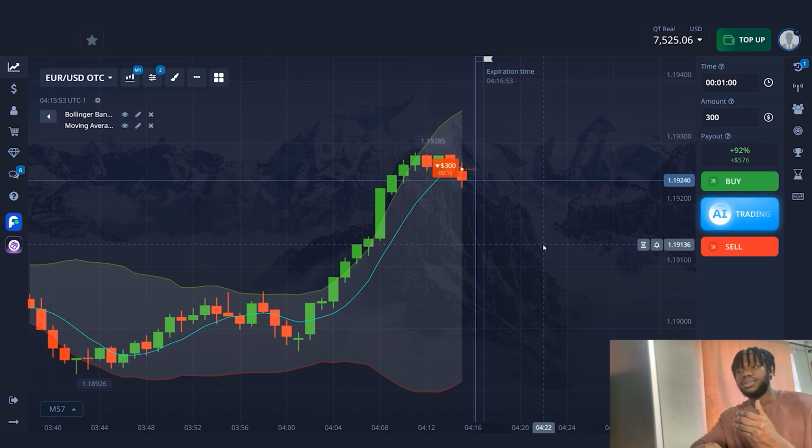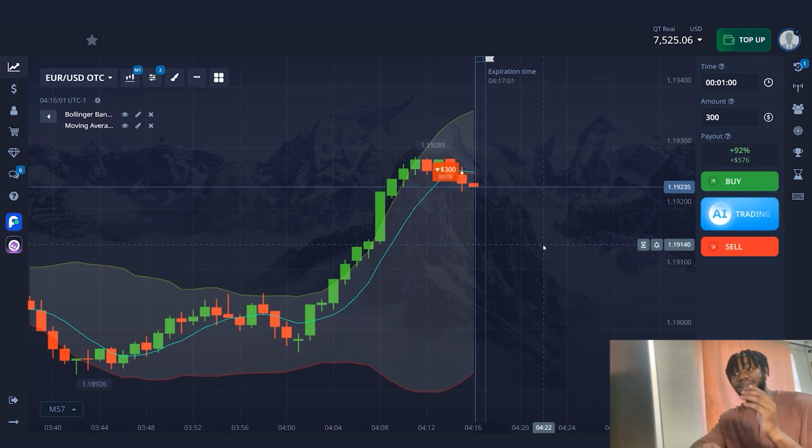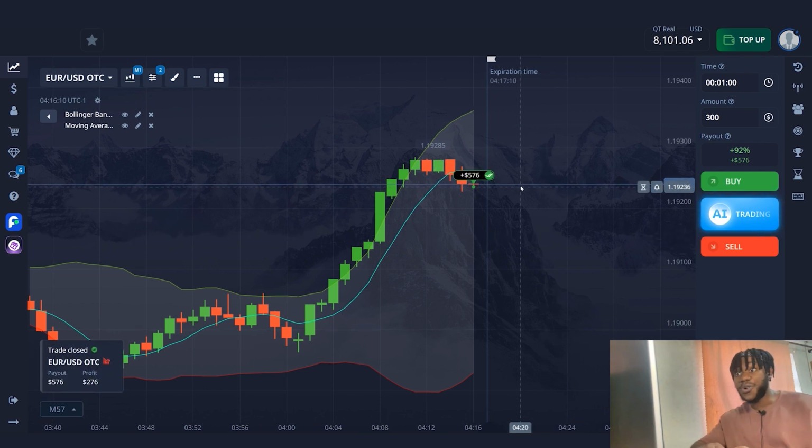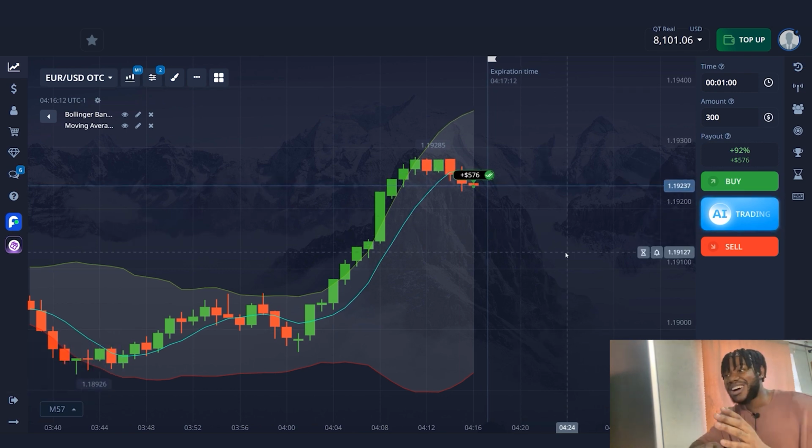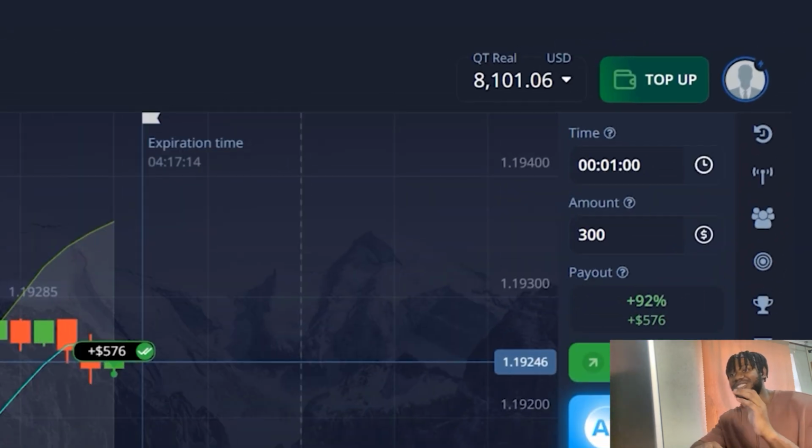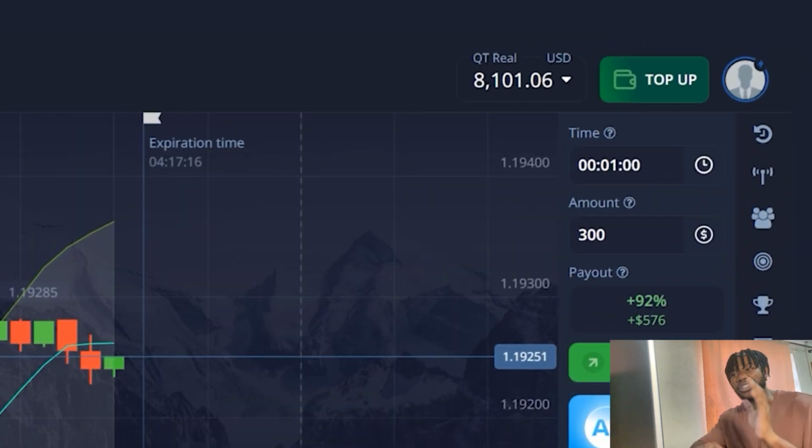Now, the profitability of this strategy is 70%, which is an excellent indicator for such a simple strategy that doesn't require complex technical analysis. Let's follow the situation to the end. Whoa! And now the account already has $8,101. That's already a wonderful result.